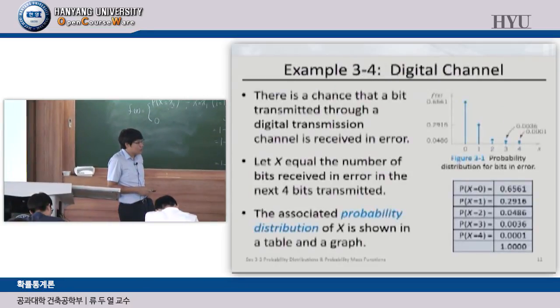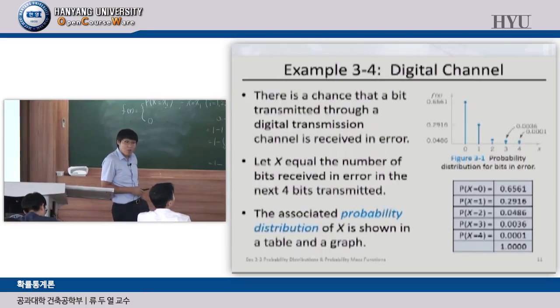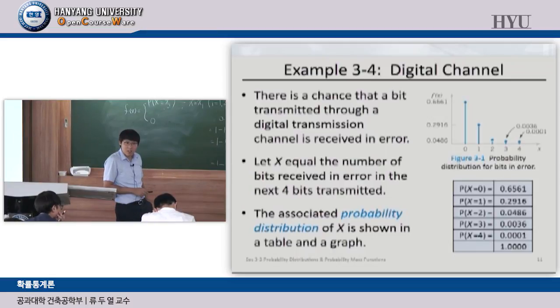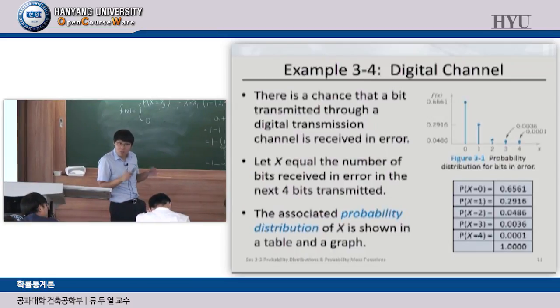So, this is also a probability mass function, right? Why? Because we are only considering the bits received in error in the next 4 bits transmitted. And for other cases, the probability should be 0. Okay? Because the summation of the total probability is 1 here.